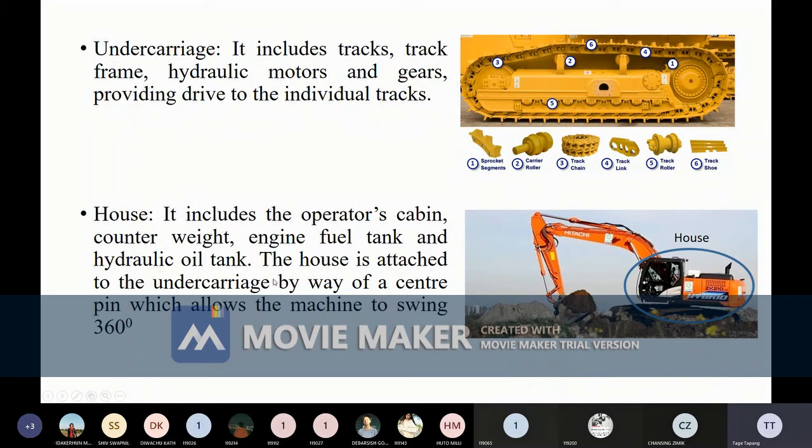The house is attached to the undercarriage by way of a center pin, which allows the machine to swing 360 degrees. So this is attached to this undercarriage here in such a way that this house can move 360 degrees. The undercarriage and house are attached in between by a center pin so that the house has the liberty to move in any direction, so that it can work on one side and instantly rotate the cabin or housing and move to the other side. So in this way, we have ease of operation.